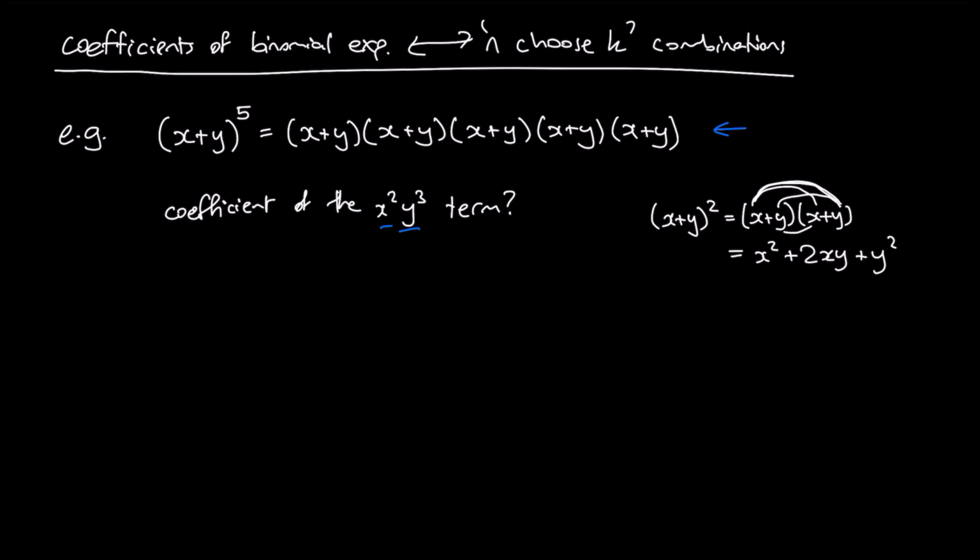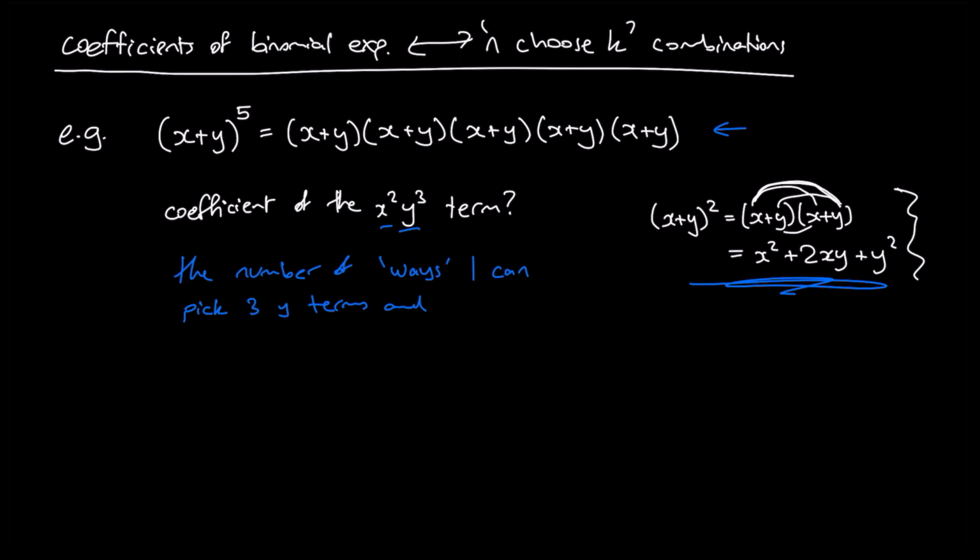We're going to do that same process here for the power of 5, so I ask what's the coefficient of the x squared y cubed term? It's going to be the number of, I'm going to say ways, which is a very general term, really, number of combinations, number of choices, whatever term you like, kind of the same thing we did here. Keep that in mind. So the number of ways I can pick 3 y terms and 2 x terms from my factors, where these are my factors.